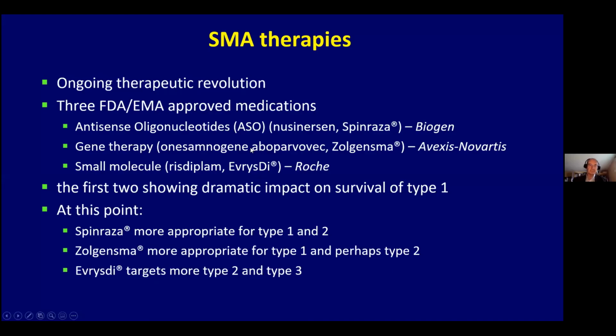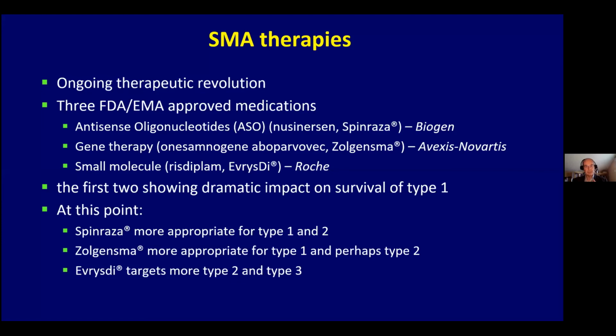So it's true that we are facing nowadays a therapeutic revolution in SMA. It's unprecedented. We have three drugs now approved by both FDA and EMA. The first strategy is about antisense oligonucleotides called nusinersen, designed by Biogen. We have this gene therapy we're going to talk about. We have another small molecule which also acts on the splicing machinery, designed by the Roche company.